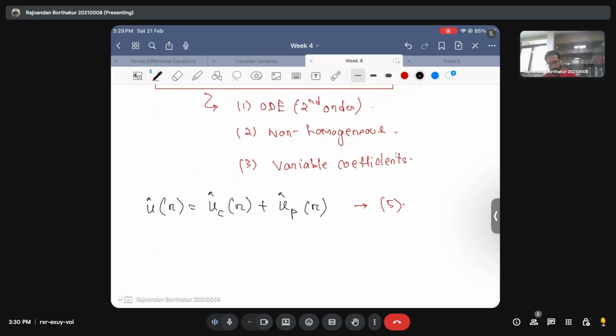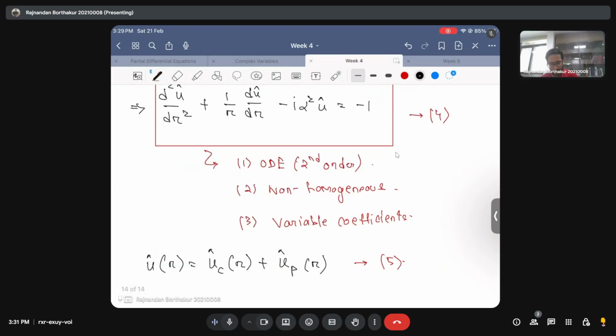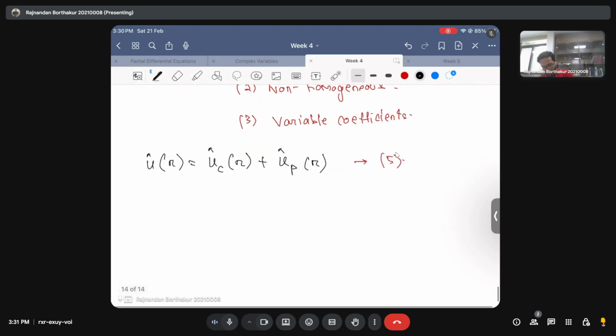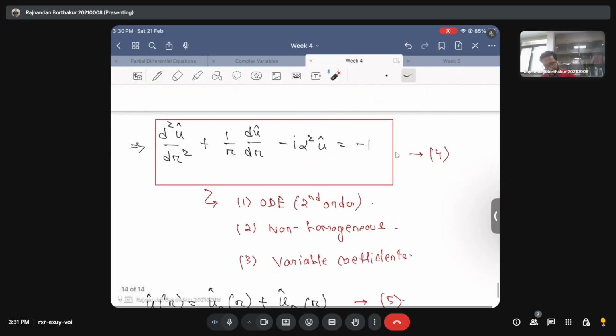Okay, now luckily in equation 4, you can have a look at equation 4, and just by inspection you can find out the particular integral. So what if I say that my particular integral, that is u_p of r, is going to be equal to 1 by i alpha squared? I just take this term and divide it. So I just look into these terms and I say that my particular integral, which is u_p, is just going to be 1 by i alpha squared.